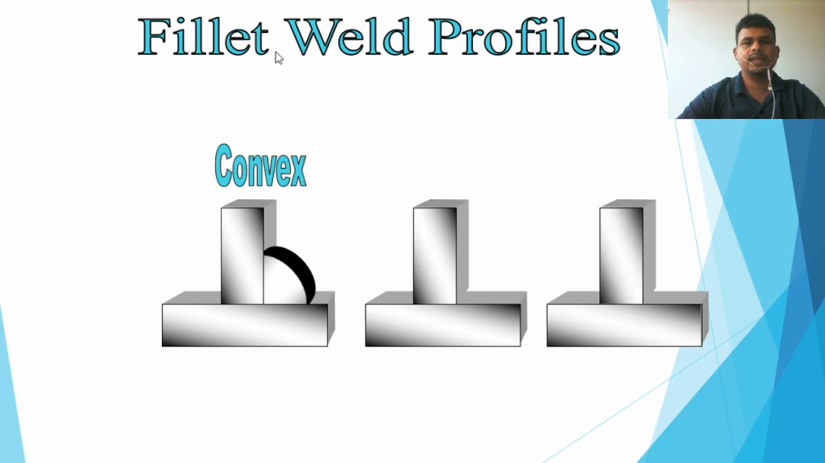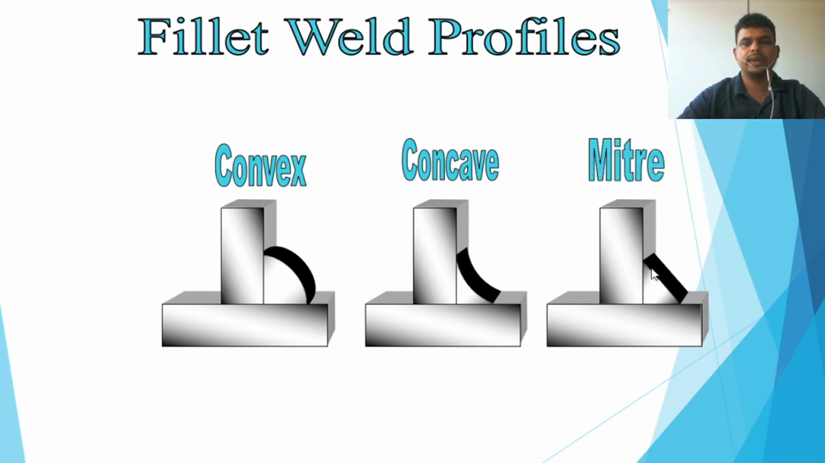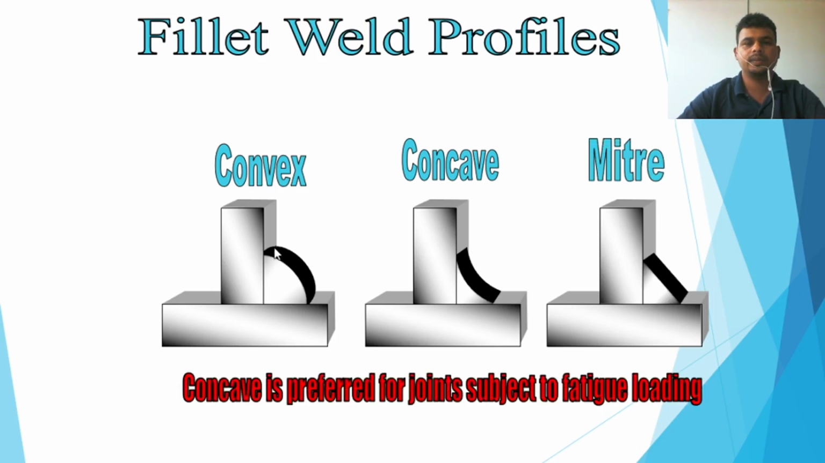So in this photo you can see the fillet weld profile. This is the convex, this is the concave, and this is the miter. So you can see this is concave. Concave you can see from the figure, and this is the convex, then this is the concave, and this is the miter. Actually, concave is preferred for joints subjected to fatigue loading. Where fatigue loading is a factor, we always suggest designing with concave fillet welds. So what is fatigue loading? I will try to discuss fatigue loading in another lecture. So let's see what is our next slide.